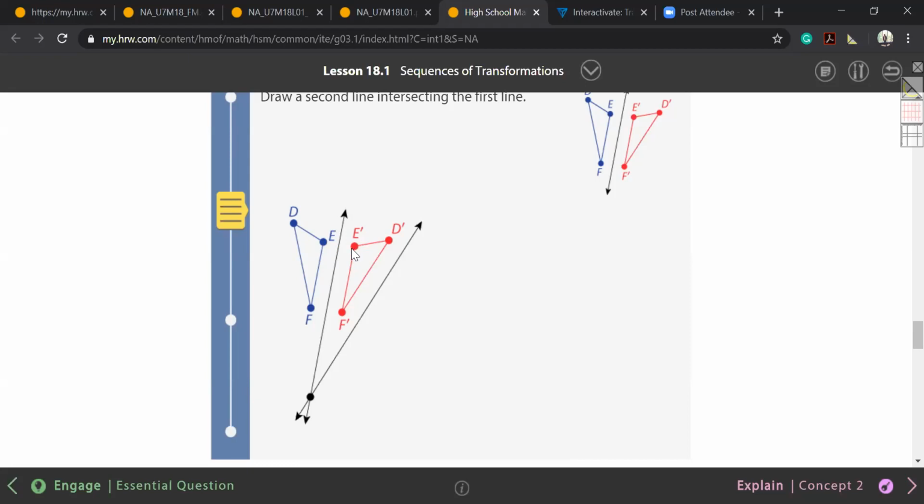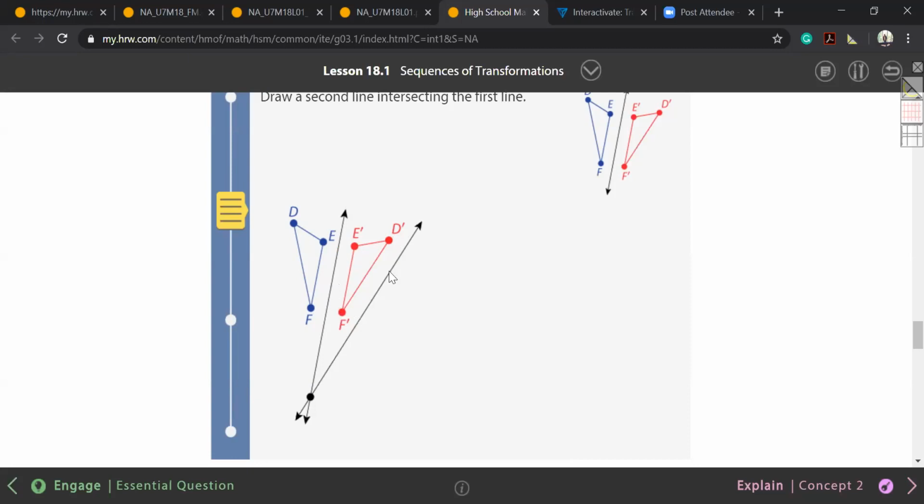Then I will find E prime. The same thing with D. I'm going to connect a line from here till here and measure it. For example, it was 2 centimeters. Copy it from here till here. And then from here, draw a line. For example, it was 1 centimeter. You can draw another line as 1 centimeter. So D prime, E prime, F prime.